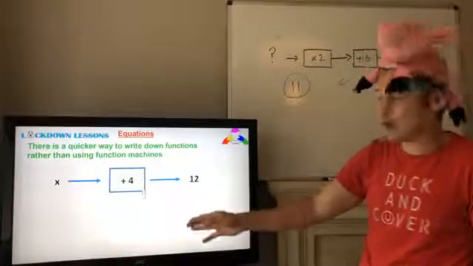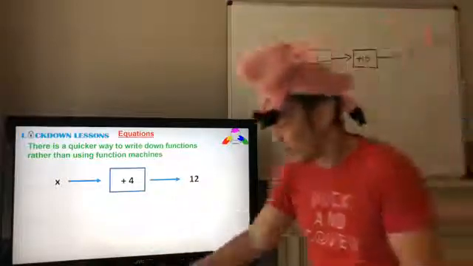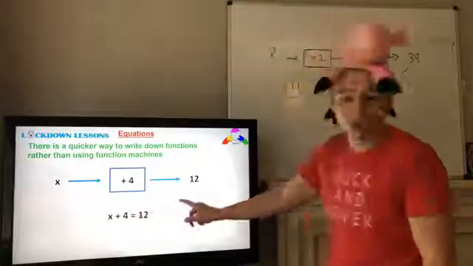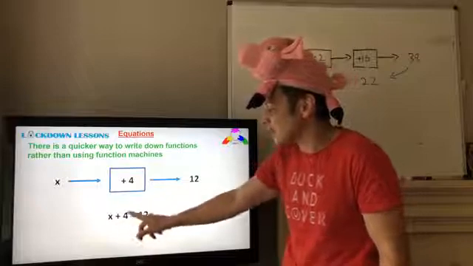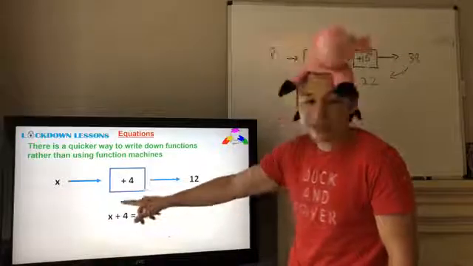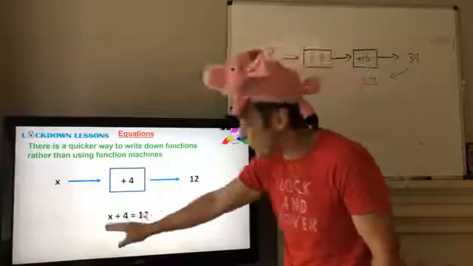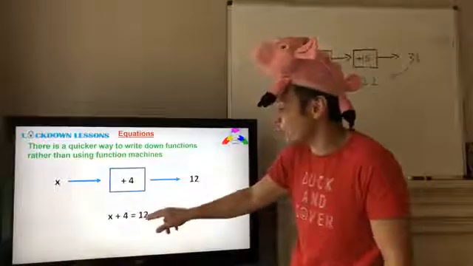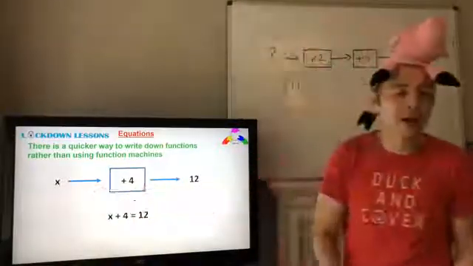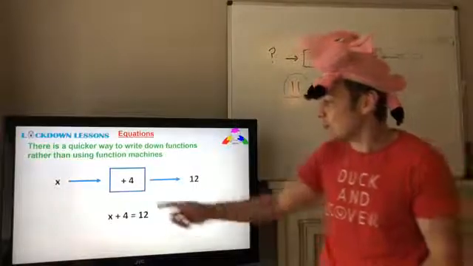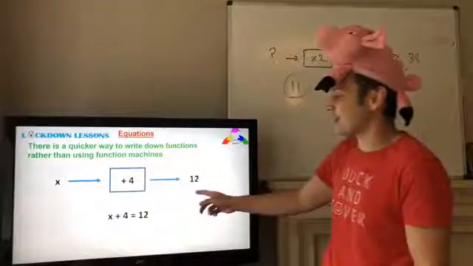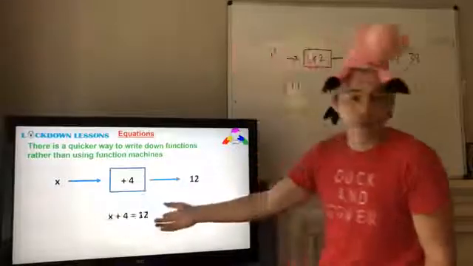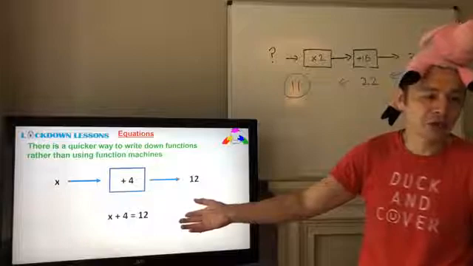So in algebra, what we would say is this. We would say this is x plus 4 equals 12. And if you wanted to find out what x was, instead of plus 4, we'd take away 4, wouldn't we? So we work backwards to find the x. Instead of plussing the 4, we would take away the 4 to get to our input. Look what I've turned that into. That's much quicker to write than that. That's a pain having to draw this out every time, whereas we can just write x plus 4 equals 12. Much easier, isn't it, to write that out?